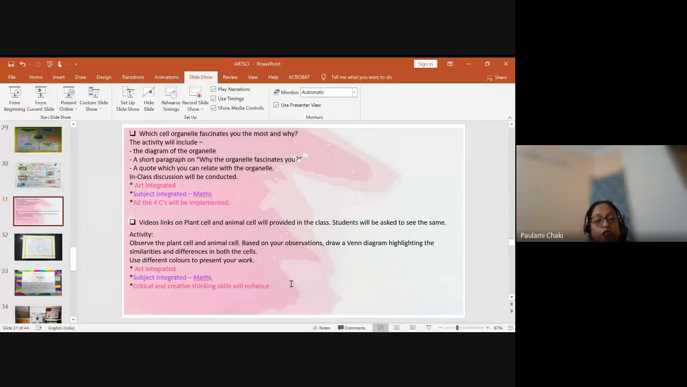Then I have shown them one video link I have posted in the group, which was of plant and animal cells, and then I asked them to observe it, watch it, and based on the observation, display the similarities and dissimilarities shown in these cells through a Venn diagram. They study Venn diagrams in maths in lower grades, so they are well acquainted with them. So it becomes art integrated, it becomes subject integrated. Where to place what, which are the common things in the Venn diagram. All this helps them enhance their critical and creative thinking skills as well.